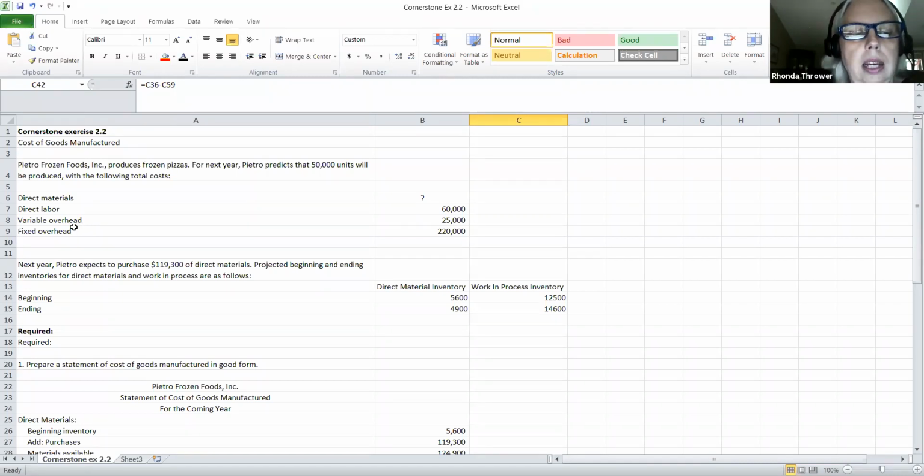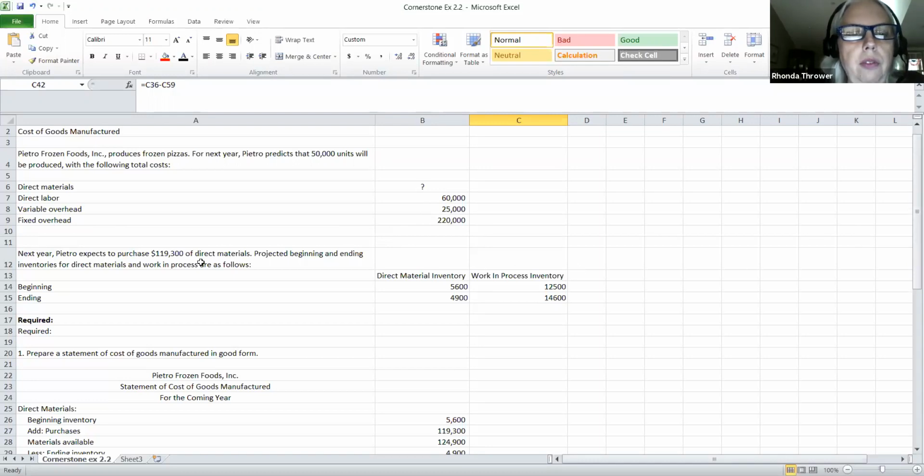Factory overhead can be broken down into its variable components, and also it can be broken down into fixed components. An example of a fixed factory overhead would be maybe if you're renting a factory to produce those pizzas, the factory rent would be considered a fixed amount. It would remain constant no matter how many units were produced. And what we're looking at right now in this particular problem are our costs and how they are affected. We're not looking at the unit cost at this particular time.